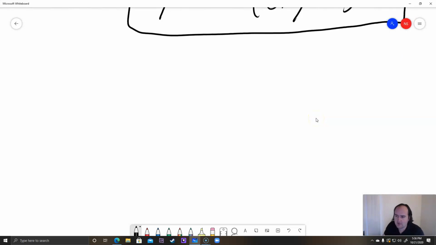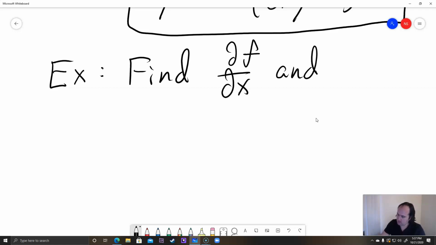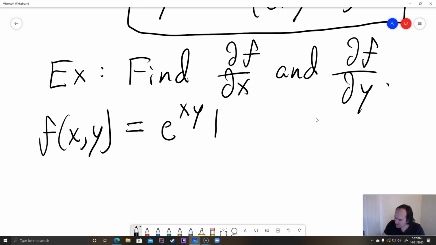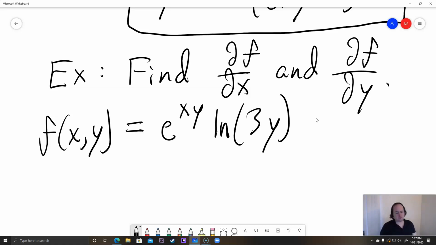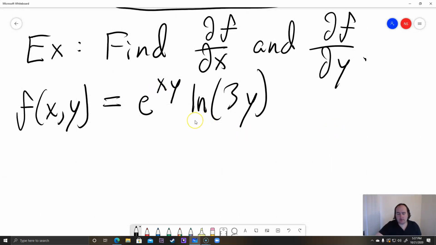This one is going to be using another rule from Calculus 1, which is the product rule. And we're also going to be dealing with natural log and e. Okay, so a new example. Find partial f, partial x, and partial f, partial y. This time our f of x comma y is equal to e to the xy times ln of 3y. So we don't have any quotients here, we're not dividing, but we do have a couple of products. So we're going to have to end up using the product rule, at least on one of them.